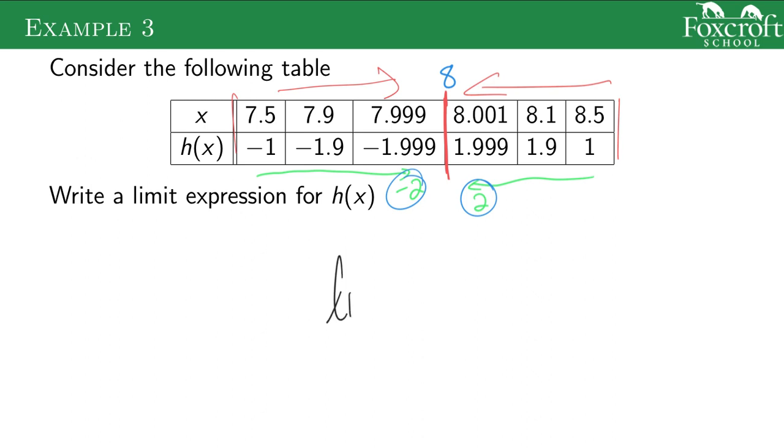So for my limit in this case, my limit as x approaches 8, that's going to not exist. So we say the limit does not exist because our y values are getting close to two different values at the same time.